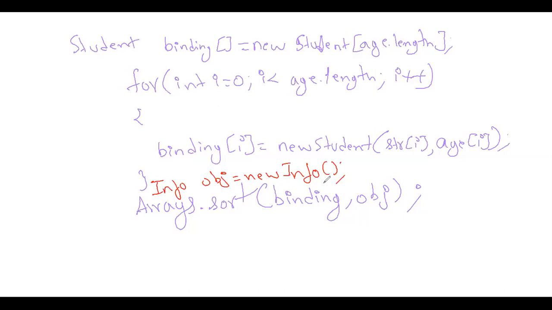Now what is that info class? I will tell you how to write it. But this is our main method here. We have to bind str and age. After binding, we have to create an object of the information class. After creating the object of the information class, I have to give that information to the sort method. That's it. Simple concept. Take this screenshot. I will tell you how to write this information class.